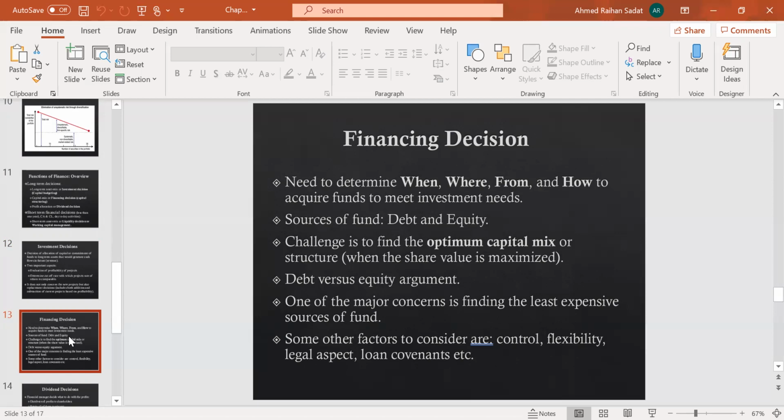And from where? For example, whether to take from liability or to take from equity, or how to proportionately take from both and create a good capital mix for you. So these things really are important when it comes to financing decision. The source of fund can be debt and equity in general, but it's not that simple. For equity, we have certain options. For debt, we have certain options.